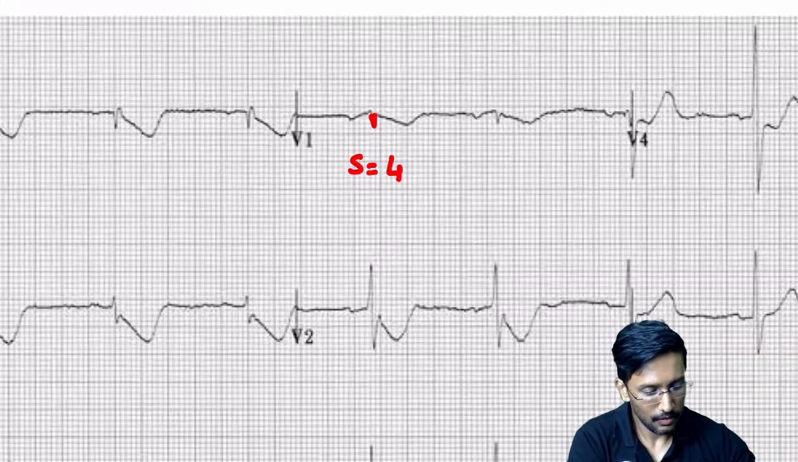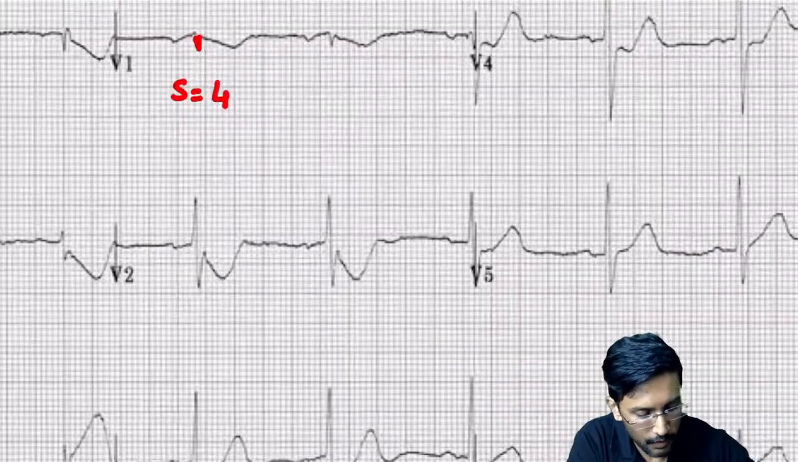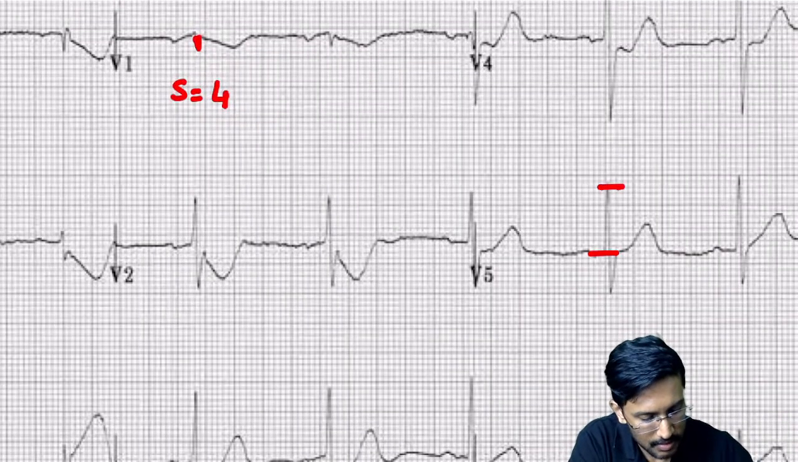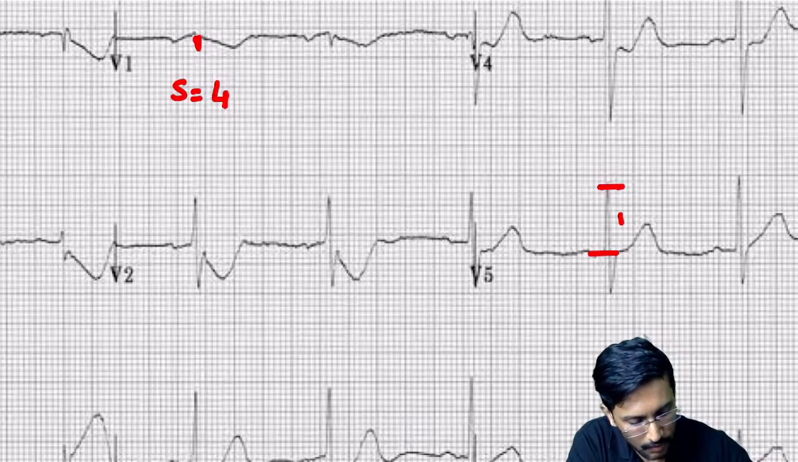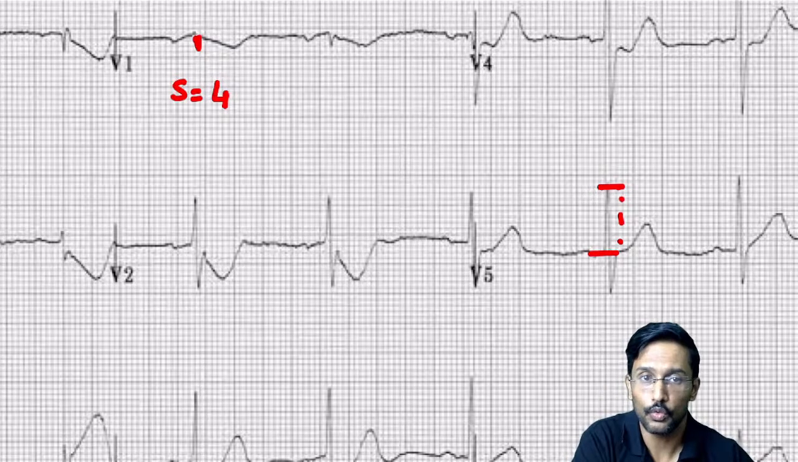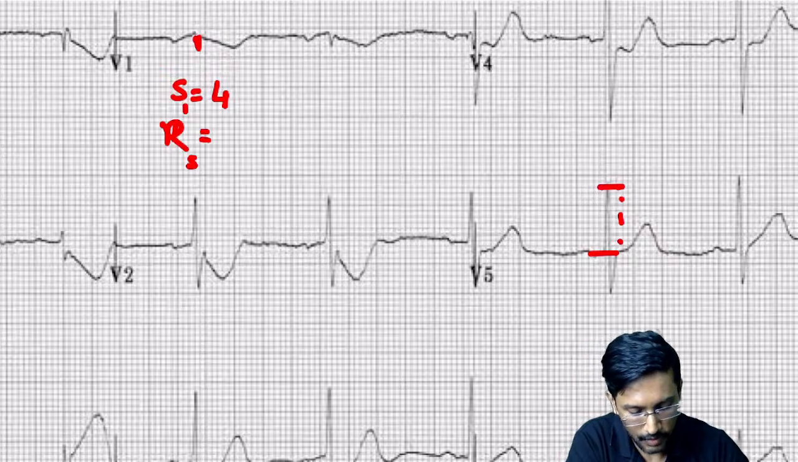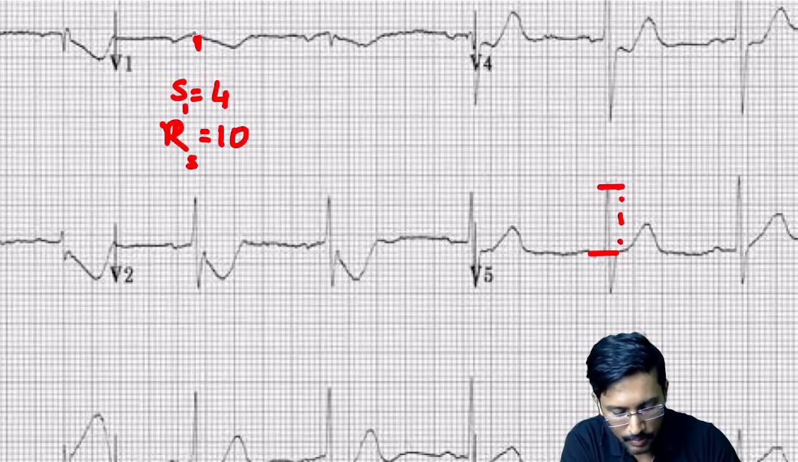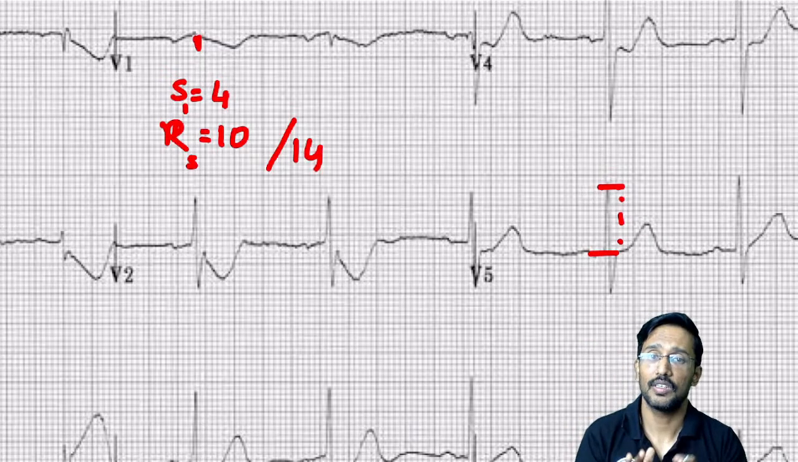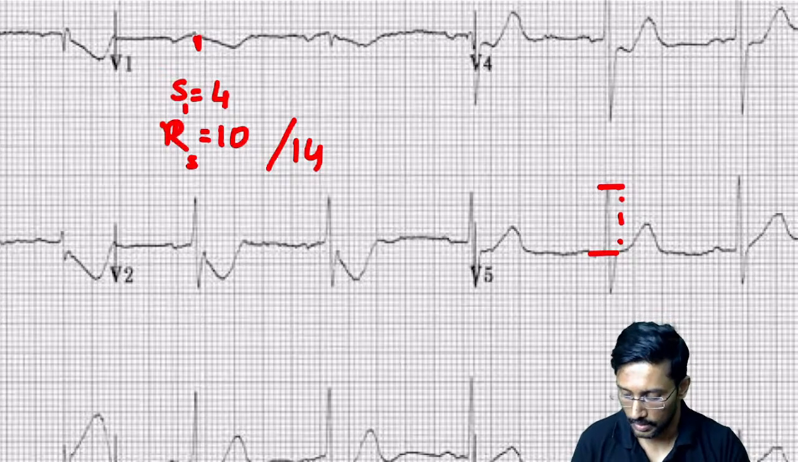And then R in V5 or V6. V5 I can clearly see. How much is it? One large box, or 1.5, another 1.5. So roughly 2 large boxes, that is 10. So S in V1 and R in V5 or V6. I calculated in V5, that is 10. So sum is 14. That means this patient does not have left ventricular hypertrophy.